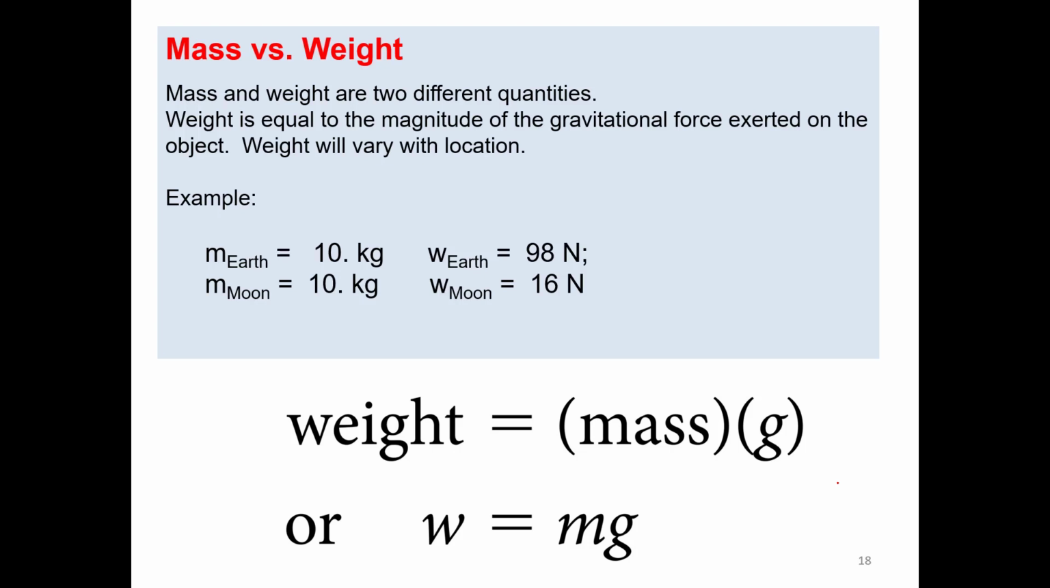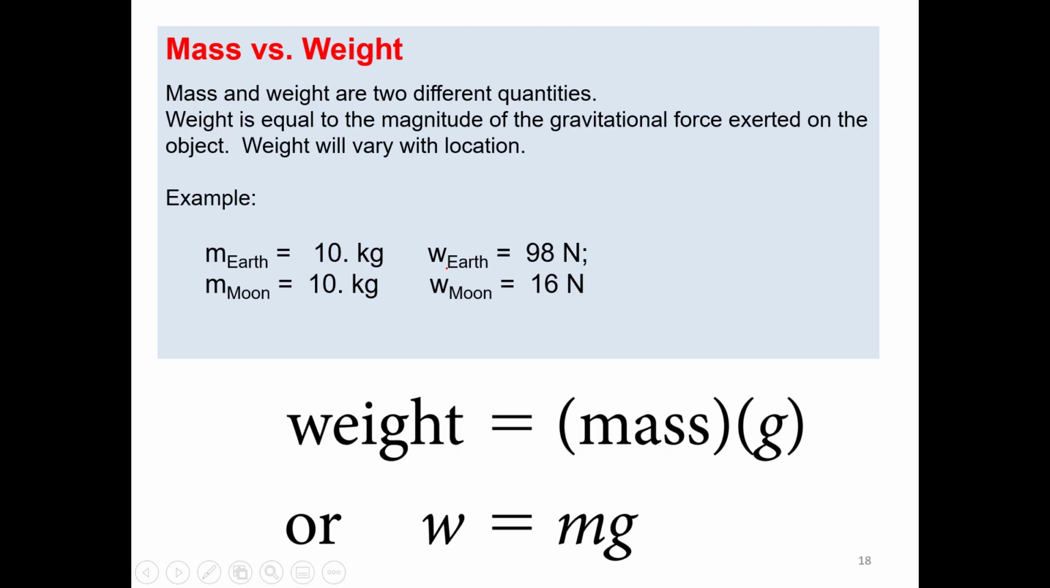Again, mass and weight are two different quantities. Mass is a scalar, weight is a force. What happens is the mass is the same value for any location. It's always the same because it's an intrinsic property of the material. For example, if the mass of some object on our planet, Earth, is 10 kilograms, the mass on the moon will also be 10 kilograms.